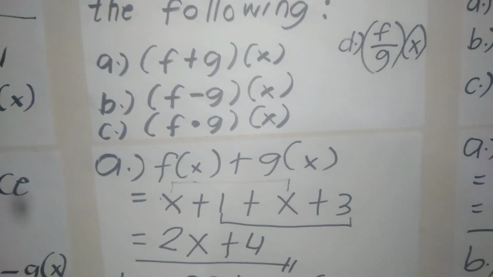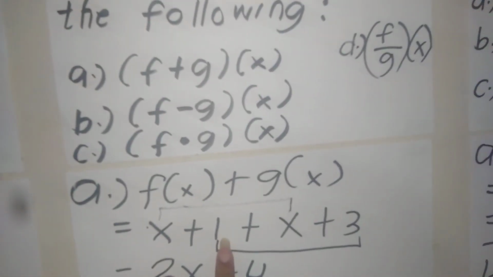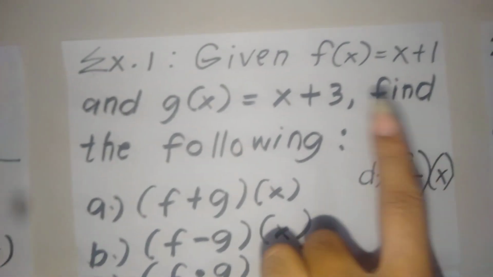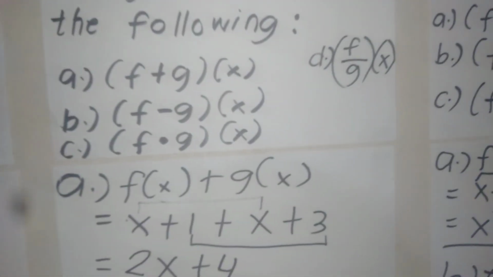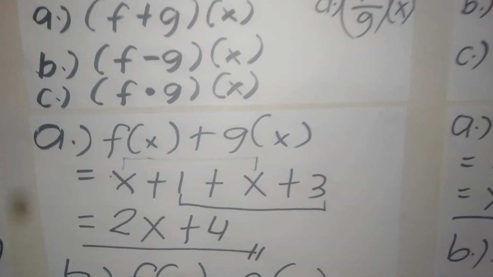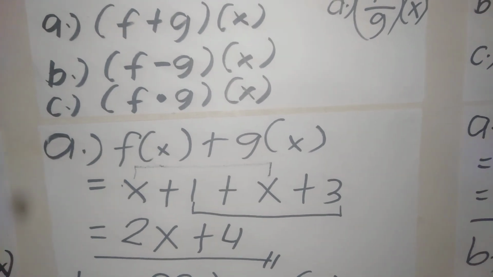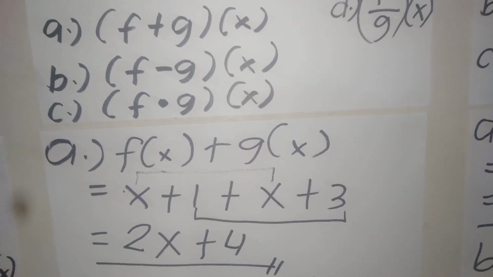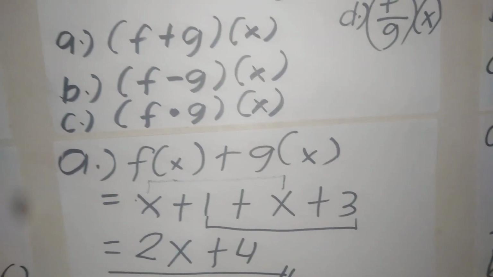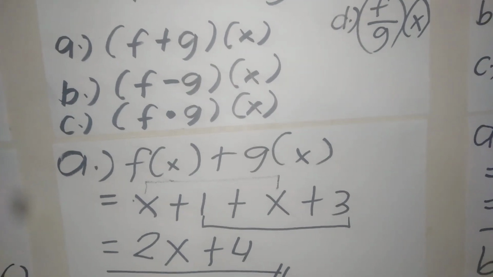So si f of x, imong ilisan og x plus 1. So tara, x plus 1. Plus, ang g of x na sad, asa man yung g of x? X plus 3. So mao nang x plus 3. Sunod yung buhaton is combining like terms. Kanus-a ta maka-combine guys? If and only if pareha sila og variable and exponent. Dapat present ang duha, variable og exponent. Dapat parehas. So si x, pwede na to siya ma-combine ni x.